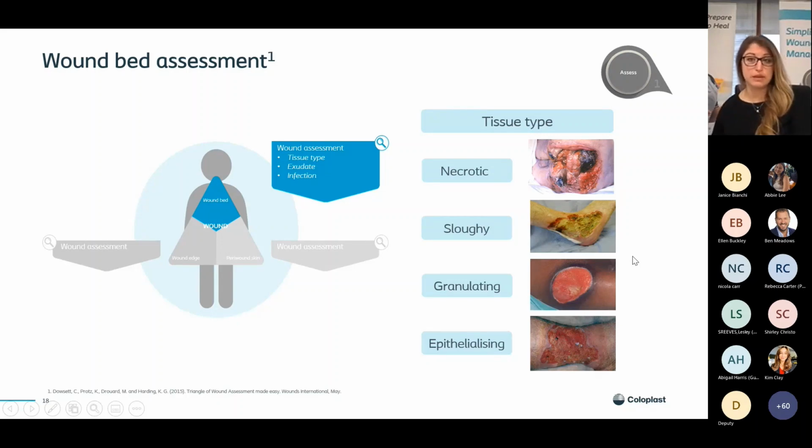So your wound bed assessment, this is where we're going to look at what tissue type we have. We're going to go into each of these subject areas a little bit more in depth.